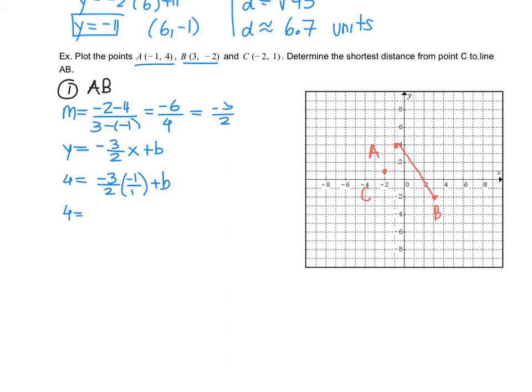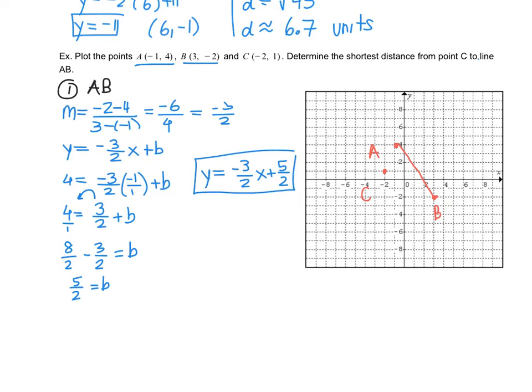Now I'll do my multiplication. Remember, with fractions, multiply your numerators, multiply your denominators. So negative times negative is positive, so positive 3 over 2. And now I'm going to bring this over, which means that 4 over 1 will have to turn into something over 2. So I'm going to multiply top and bottom by 2 to get 8 over 2 minus 3 over 2 for b. So that's 5 over 2. So the equation of AB is y equals negative 3 over 2x plus 5 over 2. That's good. I know I need that for the point of intersection later on.